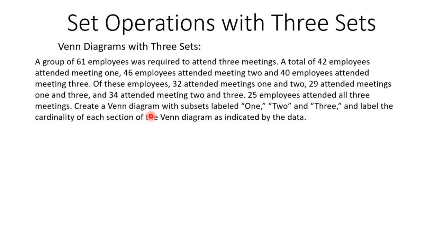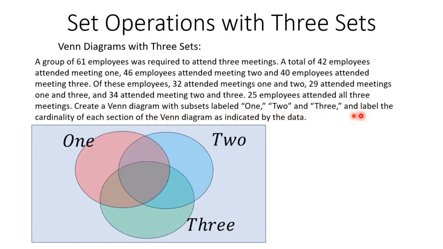So we're going to create a Venn diagram with subsets labeled 1, 2, and 3. And then we're going to label the cardinality of each section of the Venn diagram as indicated by this data. By the cardinality of each section, they're talking about the 8 disjoint subsets. So we have to label the 8 disjoint subsets.